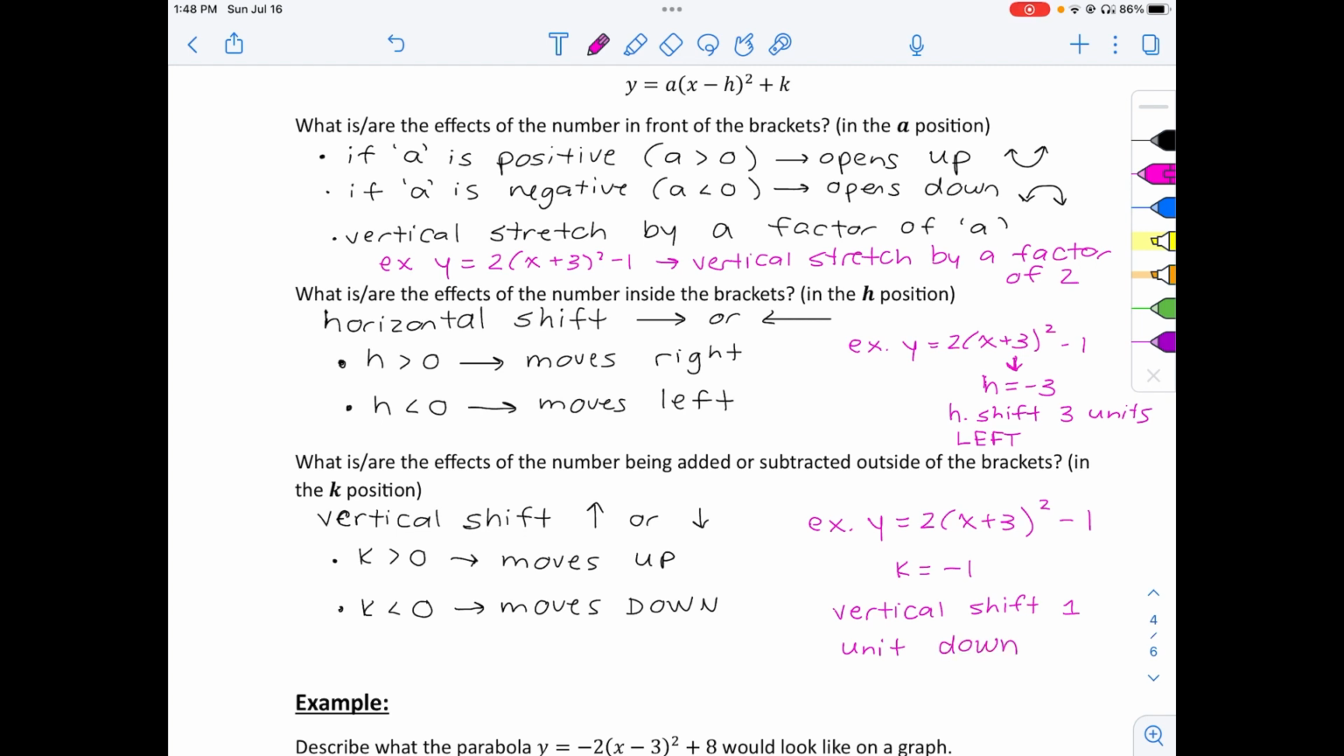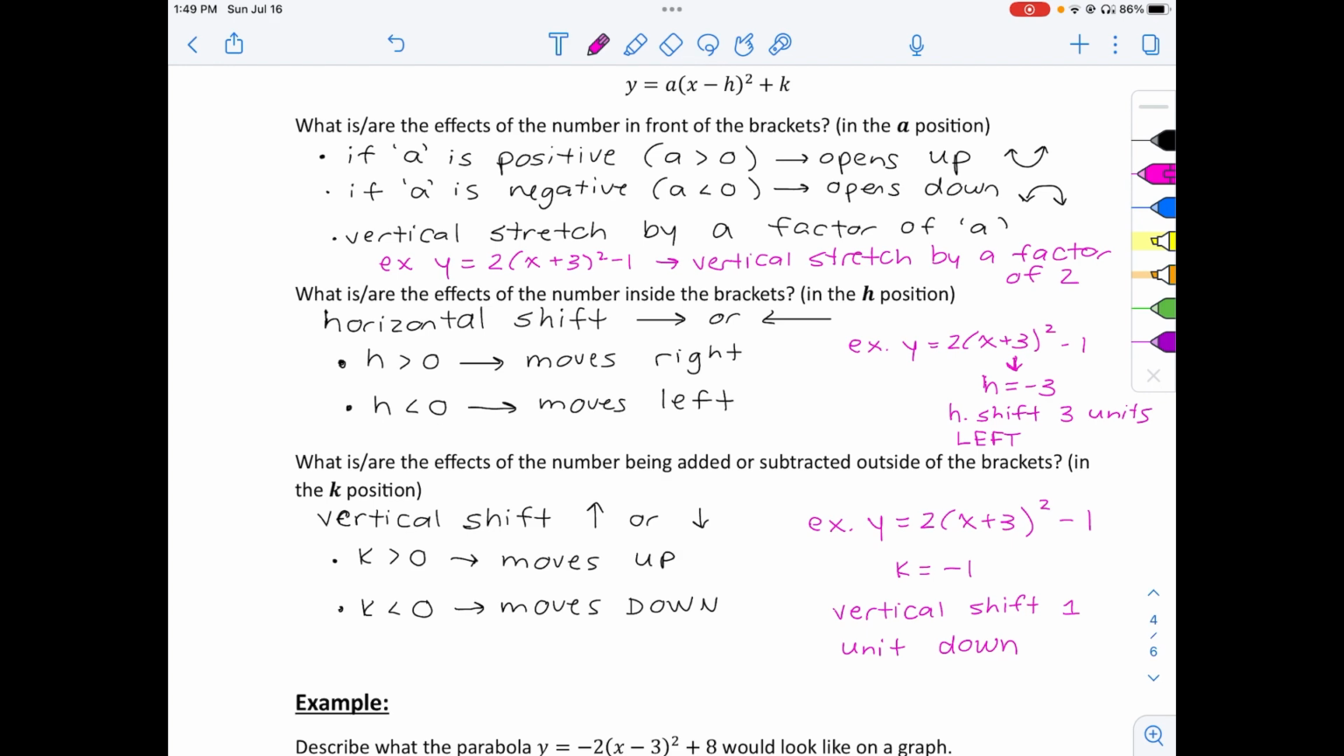Okay, so typically we have a combination of these things happening. Obviously in my example, I kind of just listed them one at a time, but I have a vertical stretch, I have a horizontal shift, and I also have a vertical shift. So we're going to look at an example with some other numbers and describe what we think would be happening on our graph in terms of transformations.